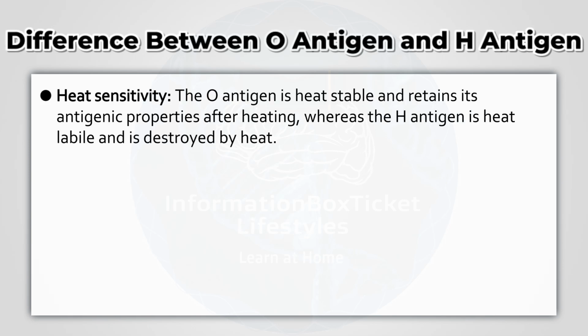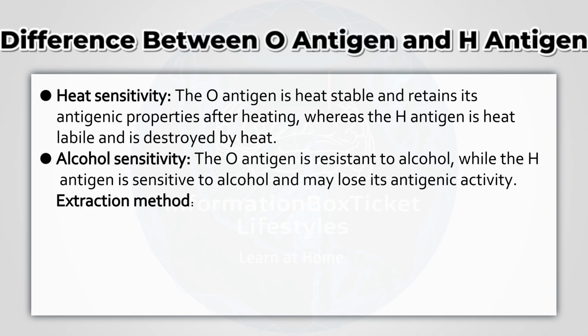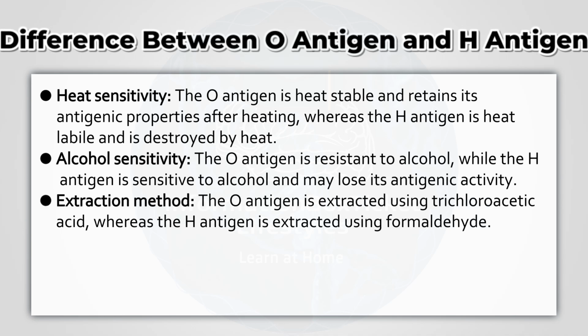Heat sensitivity. The O antigen is heat-stable and retains its antigenic properties after heating, whereas the H antigen is heat-labile and is destroyed by heat. Alcohol sensitivity. The O antigen is resistant to alcohol, while the H antigen is sensitive to alcohol and may lose its antigenic activity. Extraction method. The O antigen is extracted using trichloroacetic acid, whereas the H antigen is extracted using formaldehyde.